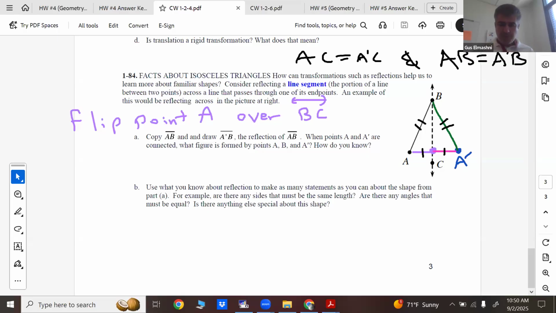So yeah, clearly we see that AB equals A prime B. So when you look here, it says copy AB and draw A prime B, the reflection of AB when points A and A prime are connected. What figure is formed? So we call this an isosceles.